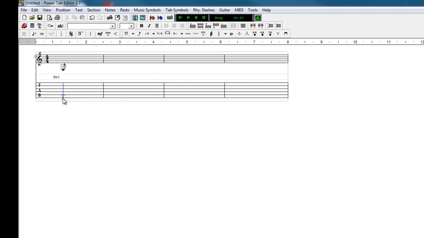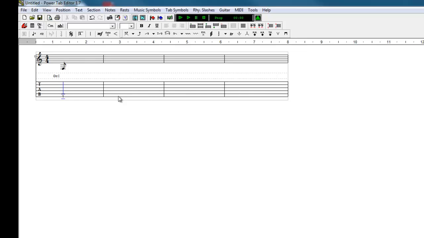Alright, so which note is it? Well, the 0 means we're going to play the string open. Now if it was a 1, that means we'd play on the first fret. So if you can count, it's really easy.